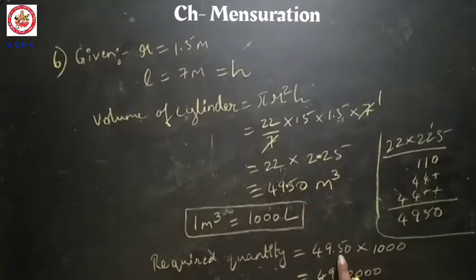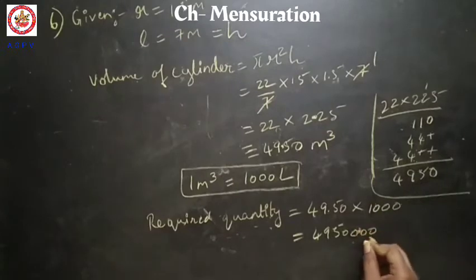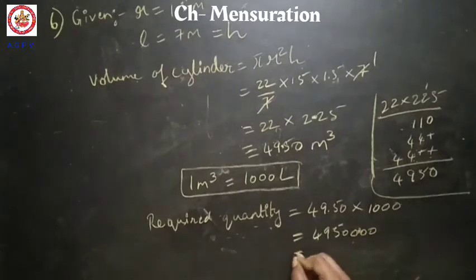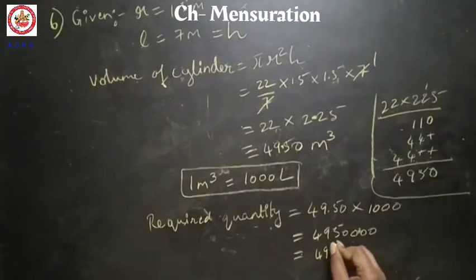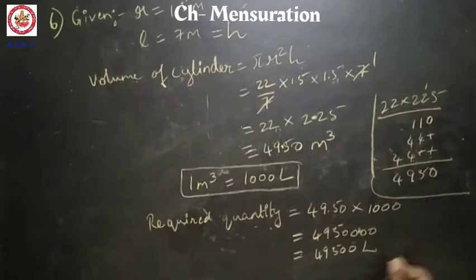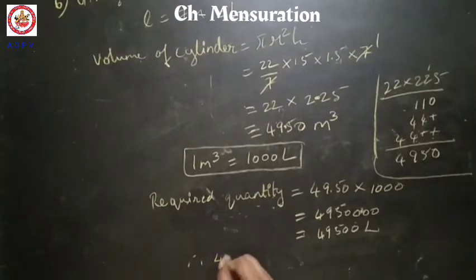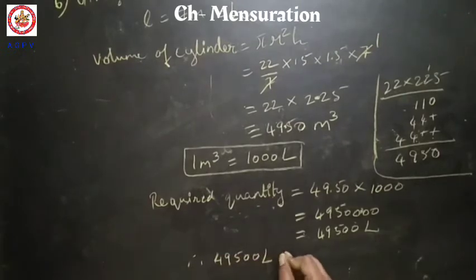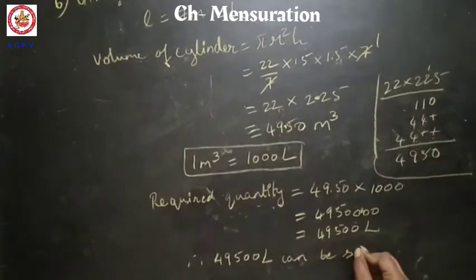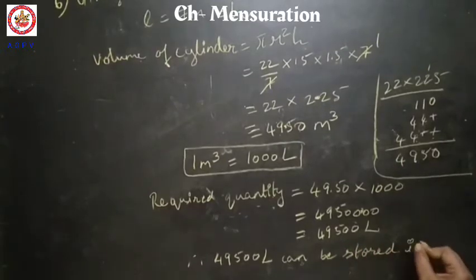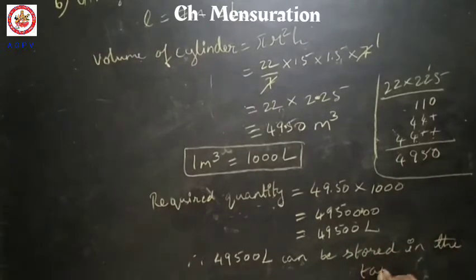Okay, so after how many numbers we have a point over here? We have a point after the two numbers. So here the point will be there. After the point, if 0 is there, we can remove that one. So we got the answer as 49500 liters. Okay, this is the quantity of the milk that can be stored inside the tank. Therefore, 49,500 liters can be stored in the tank.